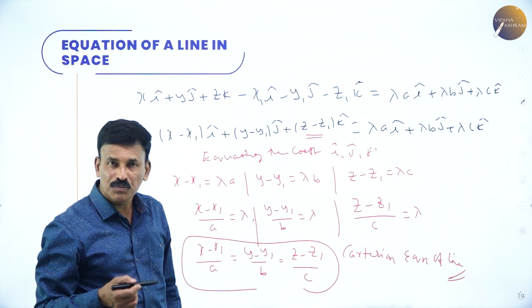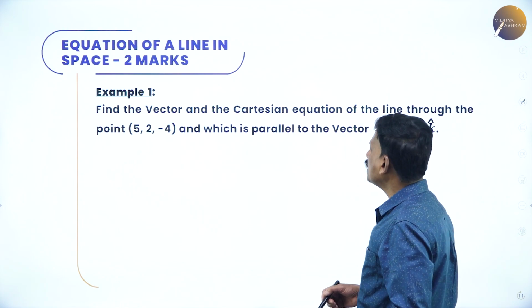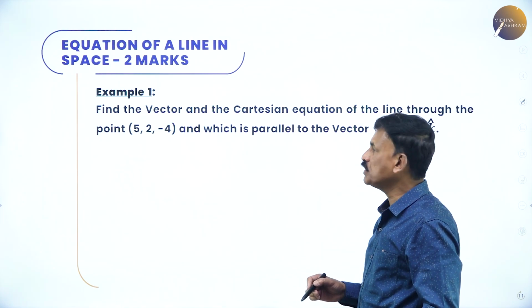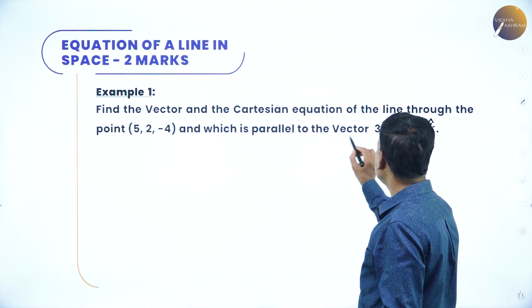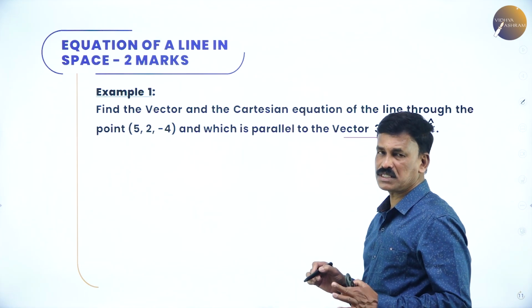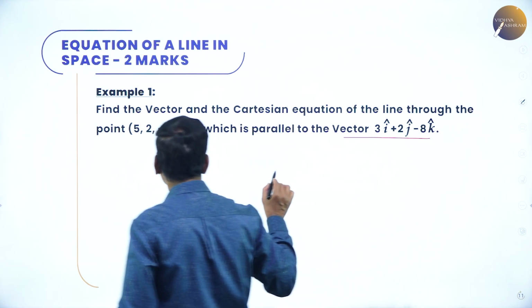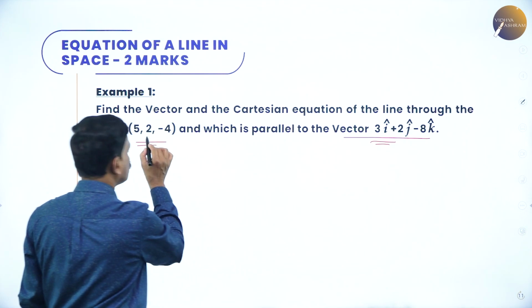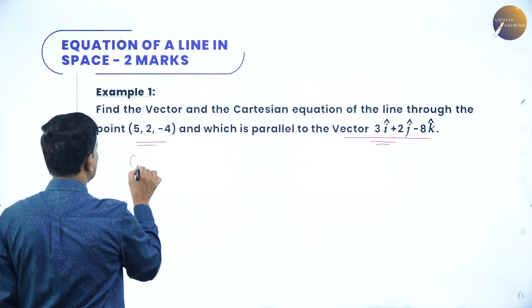Now, let us take a few problems based on this. Find the vector and Cartesian equation of the line through the point 5, 2, minus 4 and which is parallel to the given vector. Very simple. See here, the point is given, and it is parallel to the vector. That means this is point A and that is vector B.